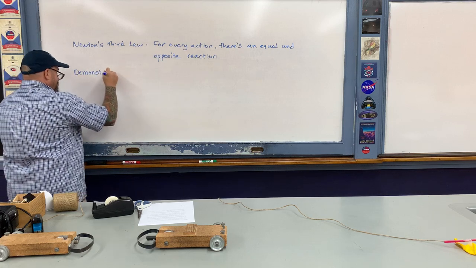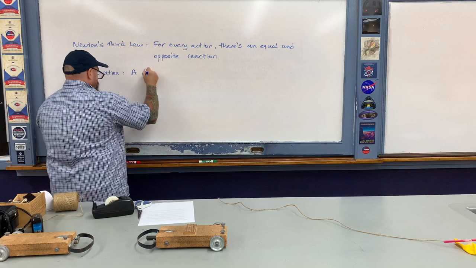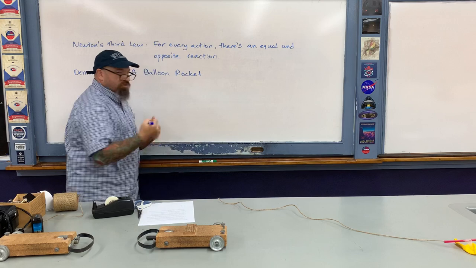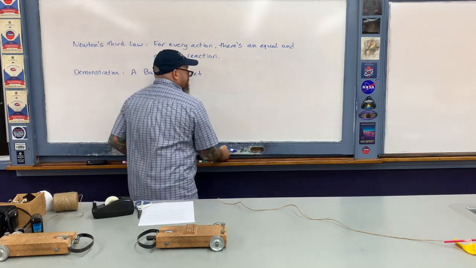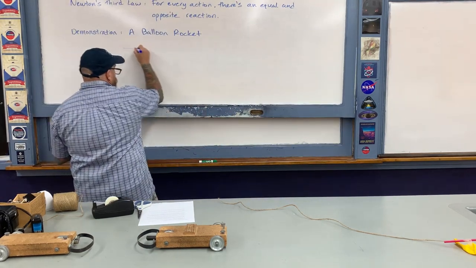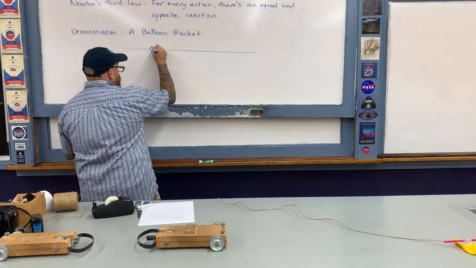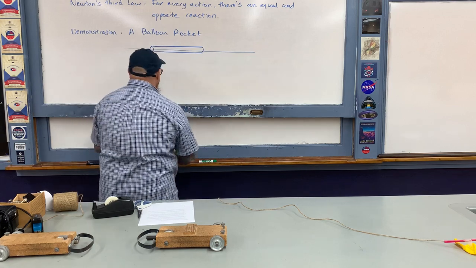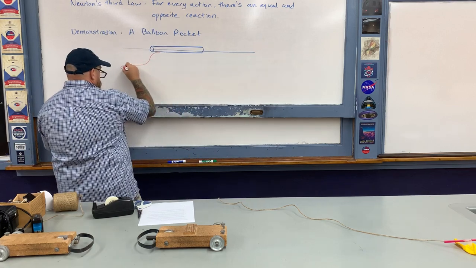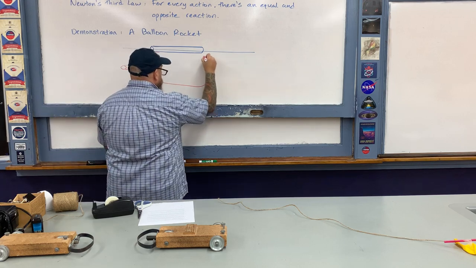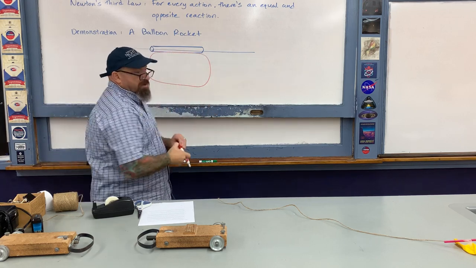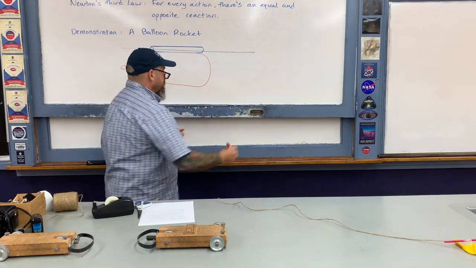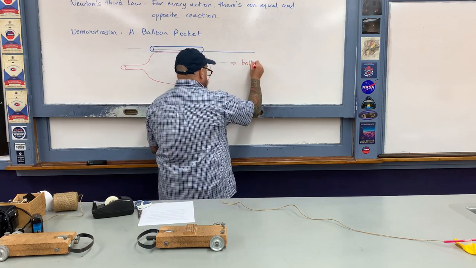Okay, so we have this simple demonstration, a balloon rocket. Let's kind of draw out and break down how the demonstration works. First of all, we've got this string like so. Here's the straw like this. And then here's the balloon, my rather crude drawing of the balloon. As you saw, I released the balloon and the balloon accelerated in this direction.